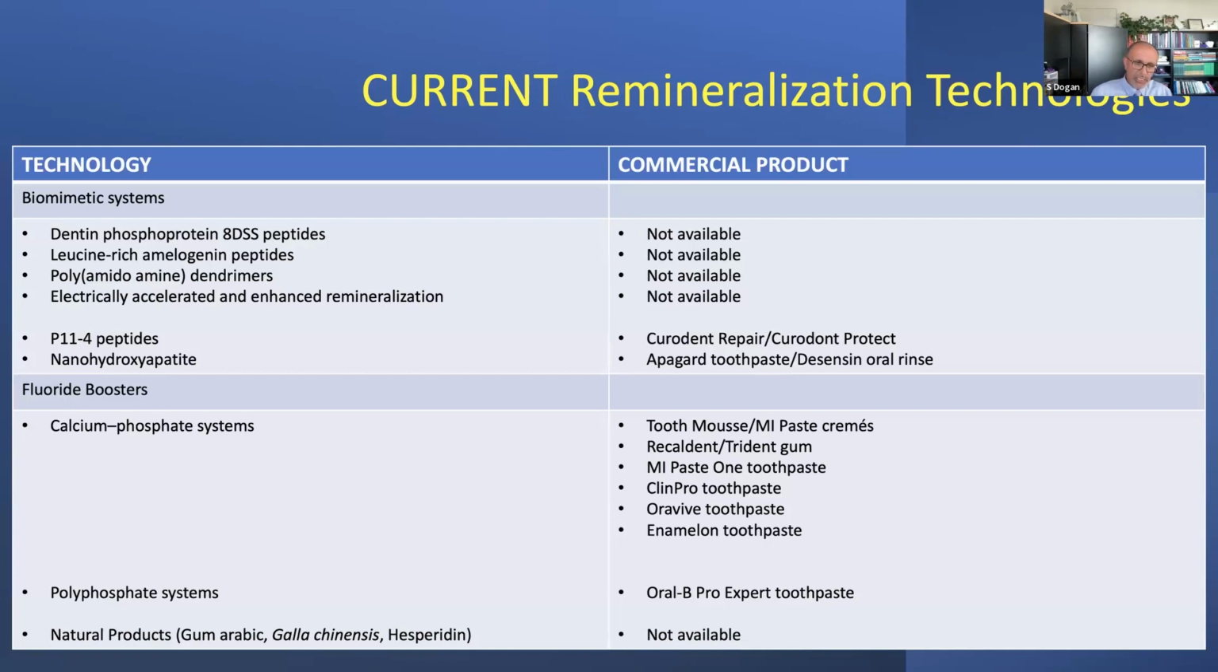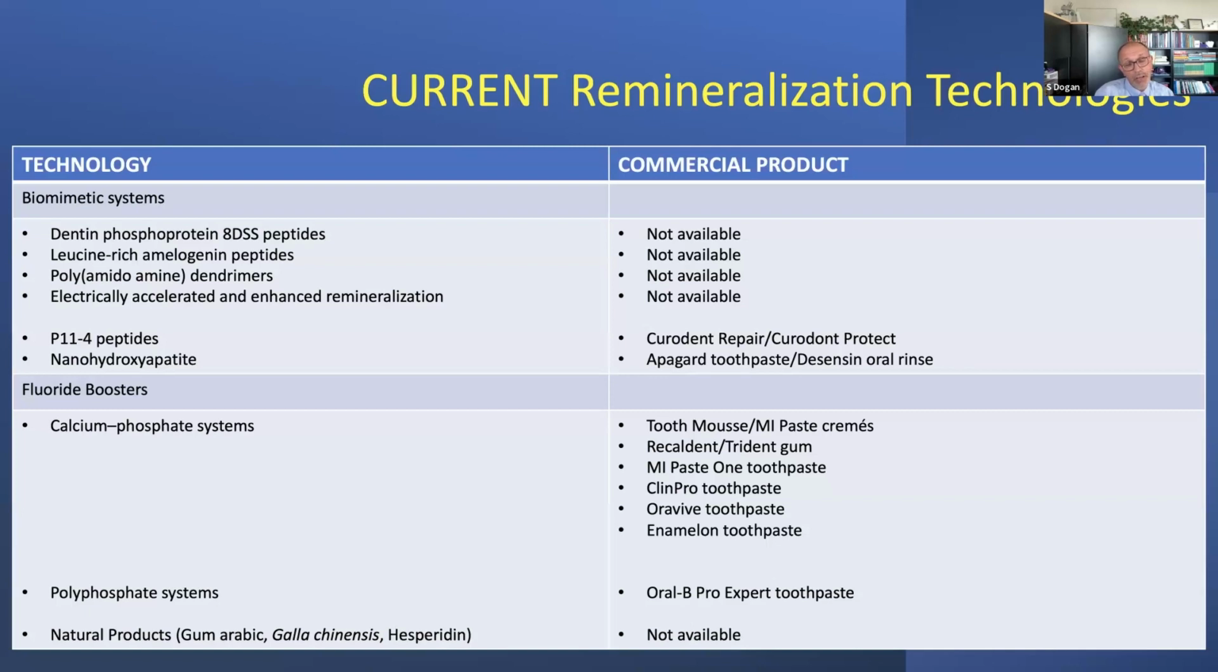There's no real interaction with the tooth surface, and they are not long-lasting or permanent systems. But they are doing a really good job, especially combined with the fluoride. We have the GC toothpaste or MI paste, if you heard it, is the most common. We have Recaldent systems, Clinpro, Enamelon, or the polyphosphate system, Oral-B's Pro-Expert toothpaste.